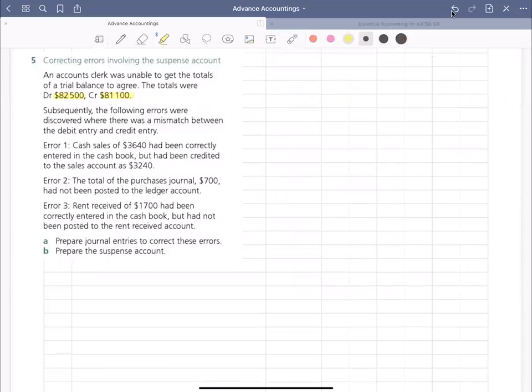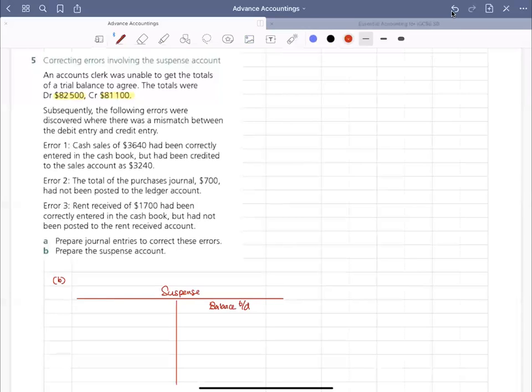First things first, you've got to know how much to put into your suspense account, debit side or credit side. Here we can see that we need to put it on the credit side. So let's quickly open a suspense account. This is for question B actually. Suspense. There's no date here, so we're just going to write balance brought down, and then see how much it is.